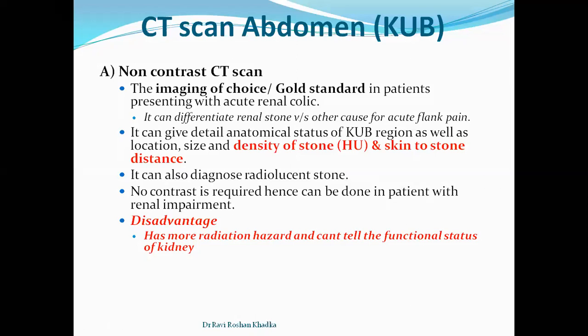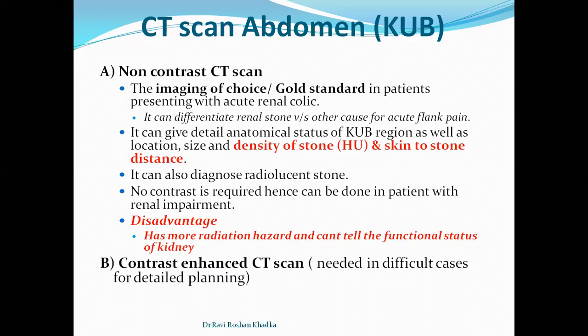Still, non-contrast CT scan is the best investigation for stone disease, not only for diagnosis, but also for differentiating with other causes as well as detailed planning for the surgery. Contrast CT scan we can do whenever there is a very complicated situation like duplex kidney and so on. When we need a detailed outline of the urinary system, that time we can add contrast CT scan with non-contrast CT scan. But normally, non-contrast CT scan is enough.